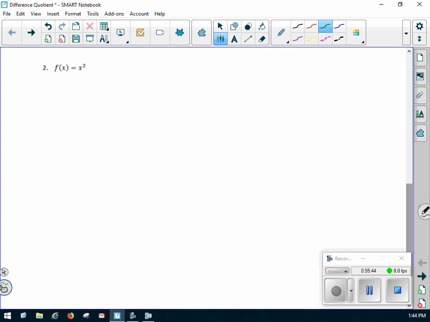F of x equals x squared. We're going to apply the difference quotient to that function. Now, what is f of x plus h? It's x plus h, quantity squared. That's f of x plus h minus f of x. What's f of x? All over h. Clean it up and you're done.